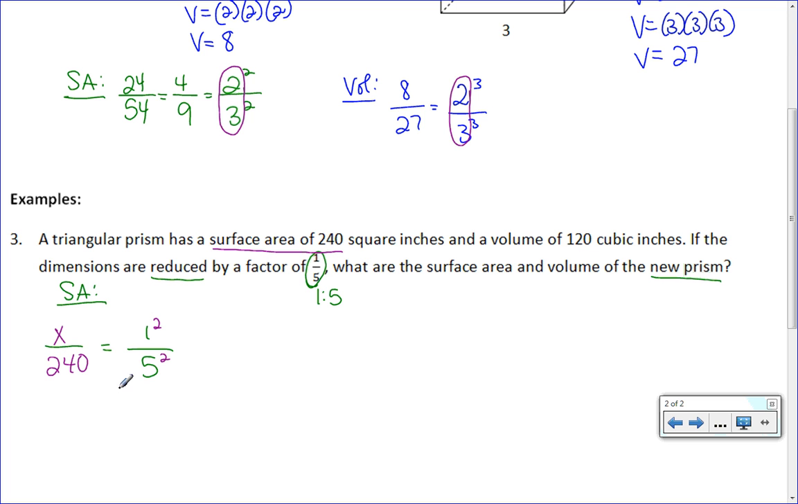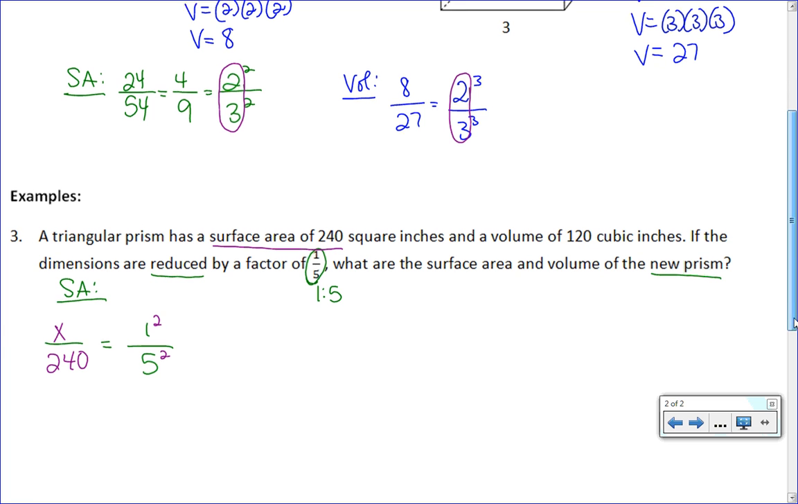So now that might sound kind of confusing. Let's think about this. Just like these 2 cubes up here had a ratio of 2 to 3 for their linear measurements, their surface area had a ratio of 2 squared to 3 squared. The dimensions here have a ratio of 1 to 5, so their surface areas have a ratio of 1 squared to 5 squared. And these represent their surface areas. X for the smaller prism, 240 for the larger prism. Okay, now we can go ahead and solve this to find what x is.